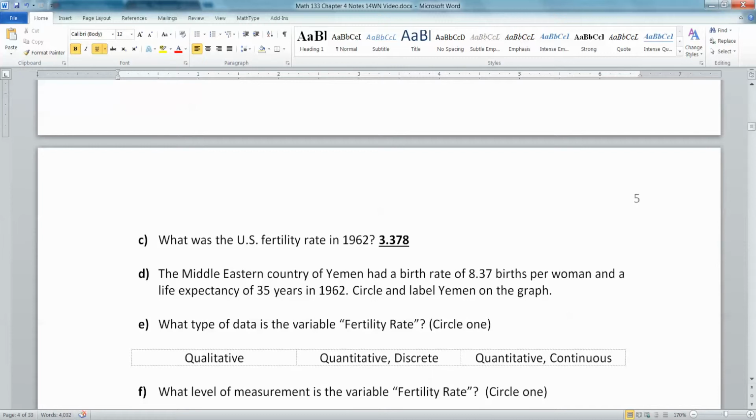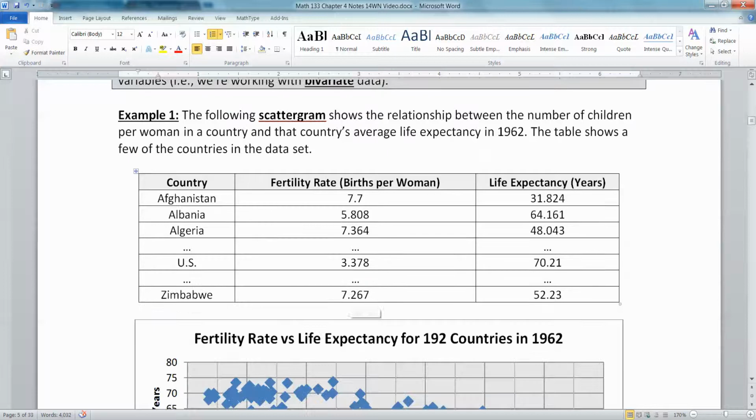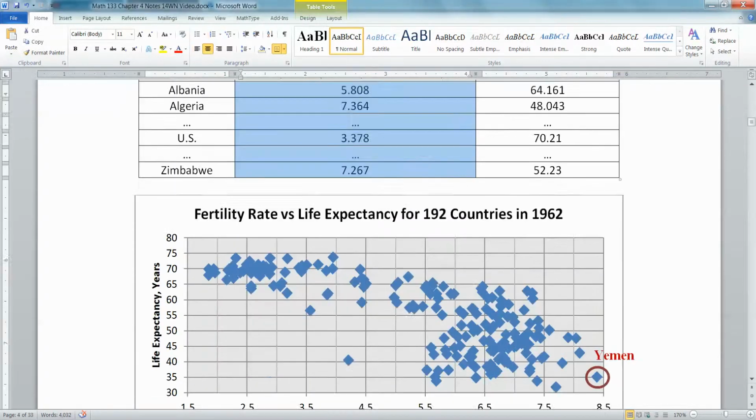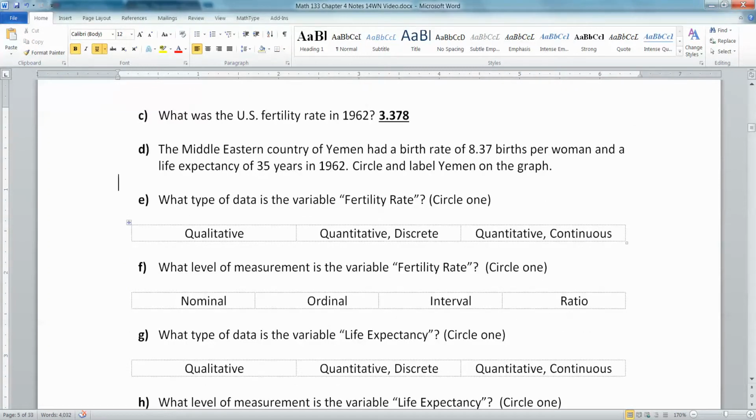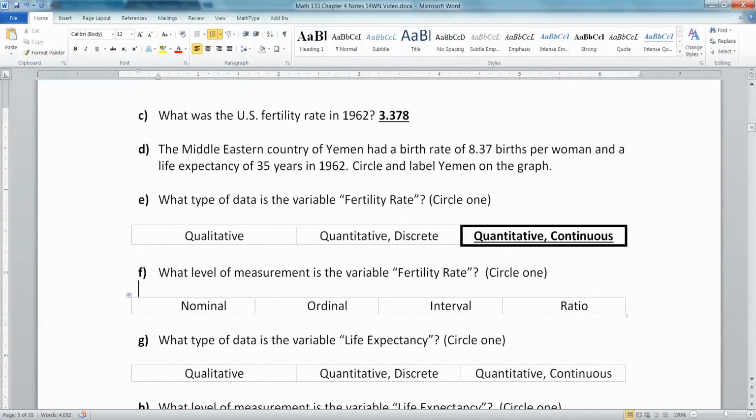All right, so what type of data is the variable fertility rate? Okay, fertility rate is births per woman, and you can see it has a lot of decimal places because it's a rate. What they're doing is averaging it out over a large amount of groups. So that's quantitative continuous. I'm going to underline this one. Actually, let me give it a little box. Hold on. There we go.